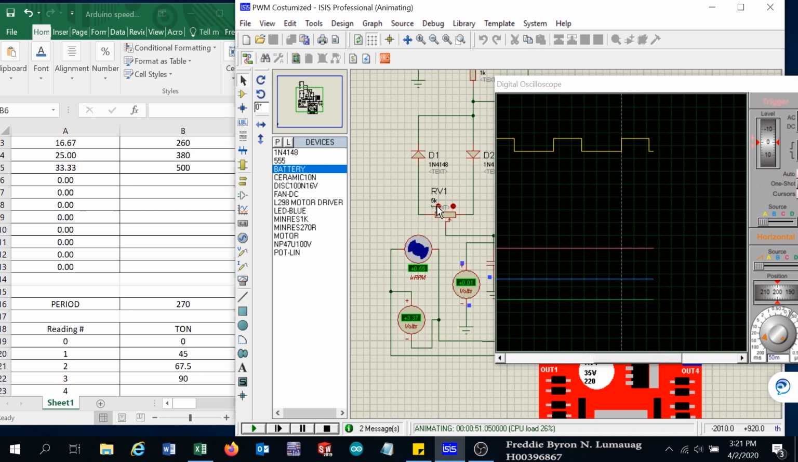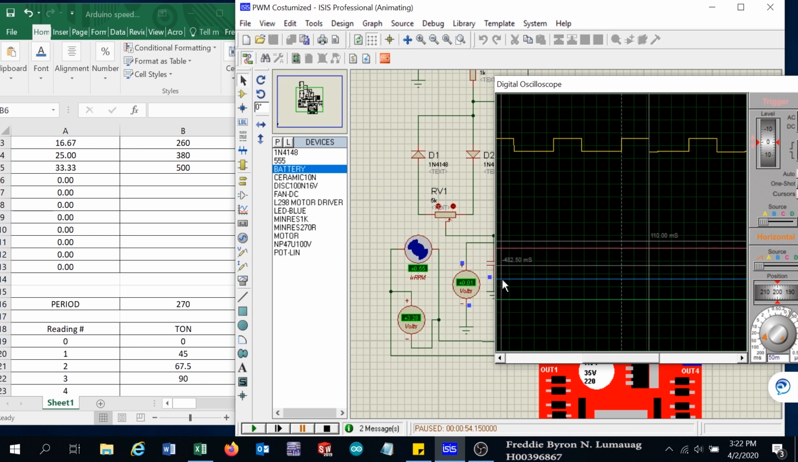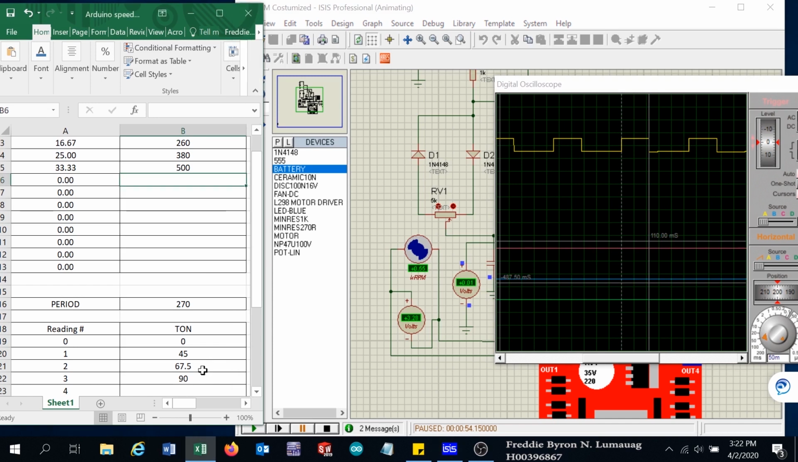Now the next reading: how much is the time? That is 110 milliseconds. So it's 110. I will put it here, 110 milliseconds.